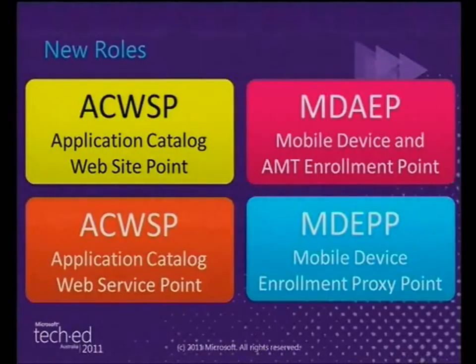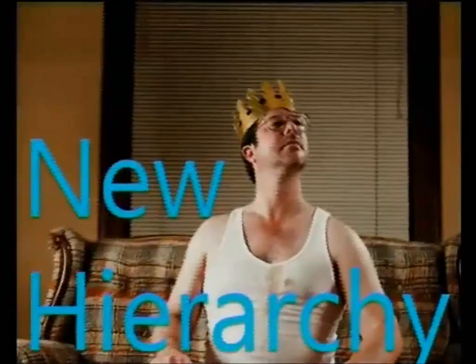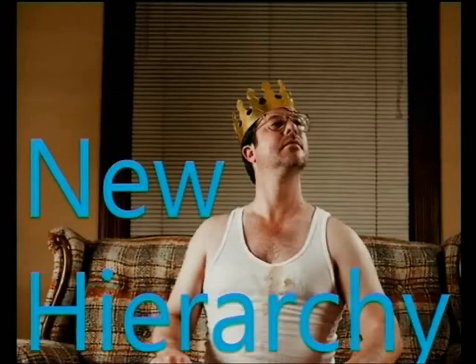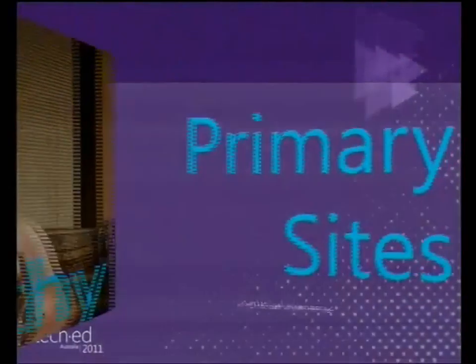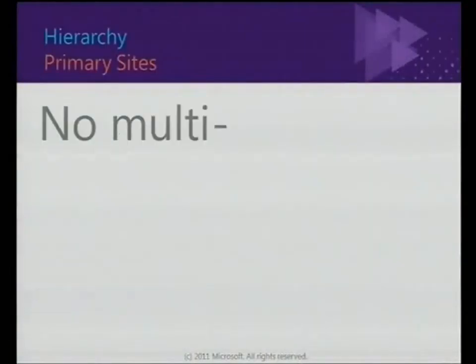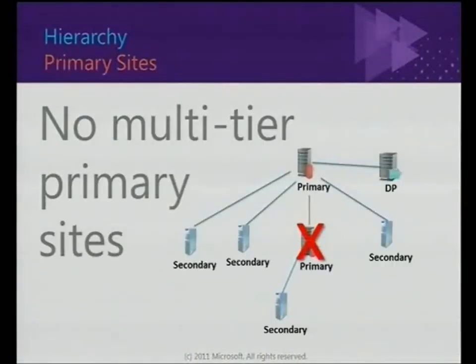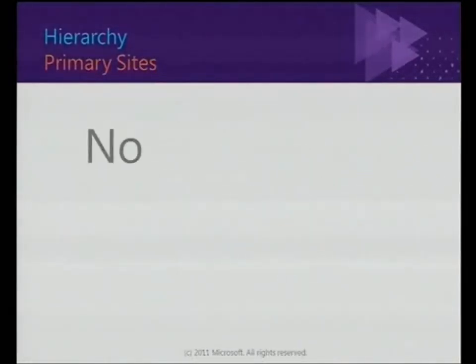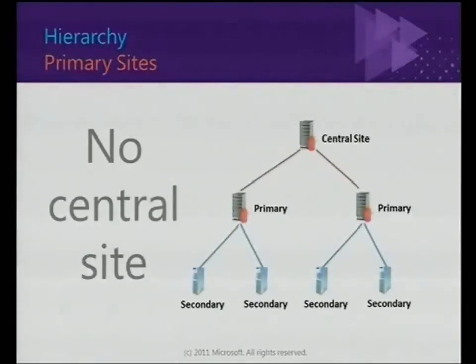I want to talk now about some of the architecture changes. Ladies and gentlemen, let me introduce you to your new hierarchy. Let's have a look at the primary site changes. No multi-tier primary site. Primary site cannot report to another primary site anymore. It cannot be a child or a parent of another primary site, which means no central sites, because a central site is a primary site that has child primaries. So that can't exist.